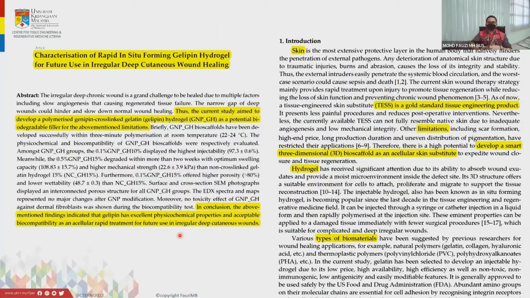This is an example I mentioned to you. This is my PhD student's first paper, on gelatin hydrogel. What we tried to do was to characterize the potential of gelatin and also gelipin hydrogel for future use in wound healing. In the abstract, we did mention the current aim of the study.